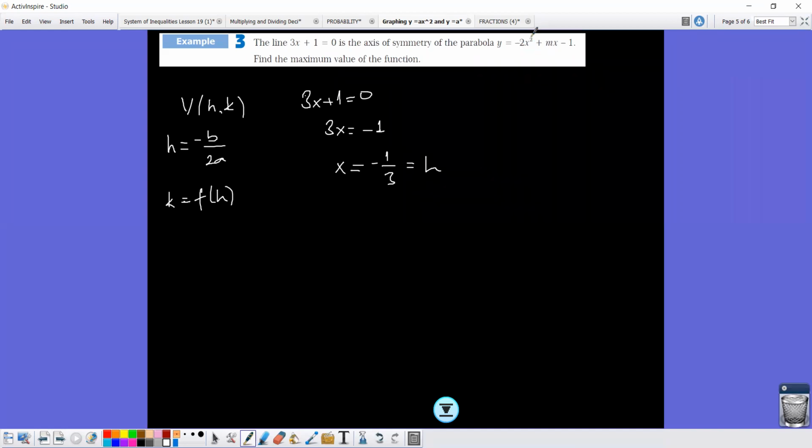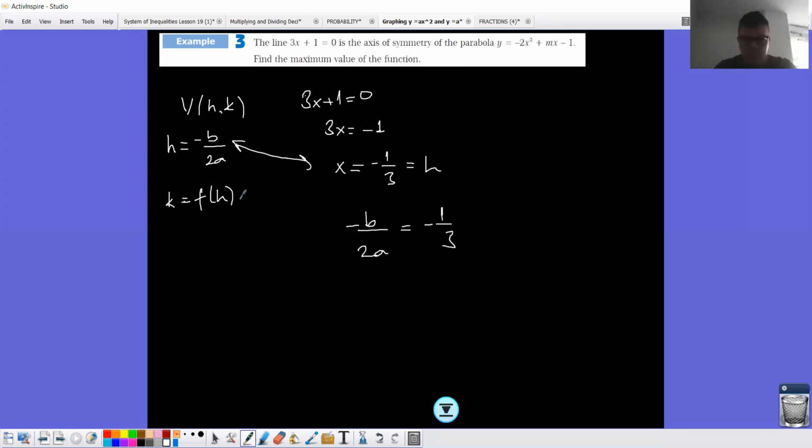So this is the axis of symmetry of the parabola y is equal to minus 2x squared plus mx minus 1. Find the maximum value of the function. So here, first I need to find the m to find the whole function. If h is minus 1 over 3, I can write that minus b over 2a is equal to minus 1 over 3. Can I do this from here? Yes, teacher. This minus and this minus will cancel each other. It will be plus, because if I multiply by minus 1, both of them will be plus. And then I have b over 2a is equal to 1 over 3.